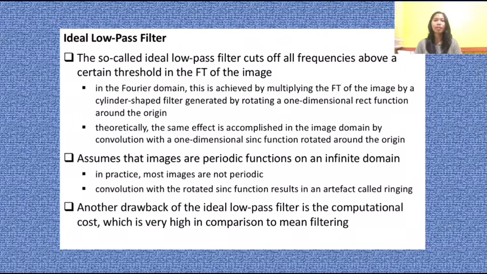This assumes that images are periodic functions on an infinite domain. In practice, most images are not periodic. Convolution with a rotated sinc function results in an artifact called ringing. Another drawback of the ideal low-pass filter is the computational cost, which is very high in comparison to mean filtering.